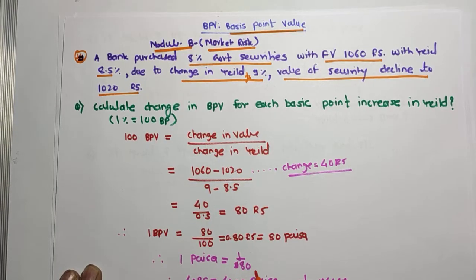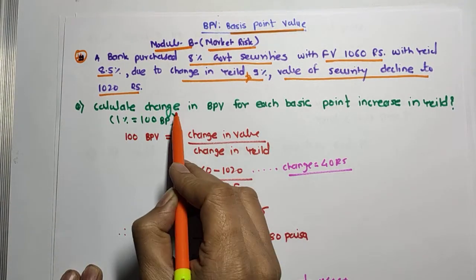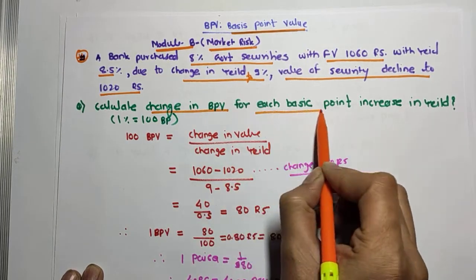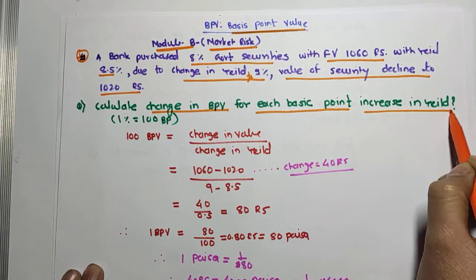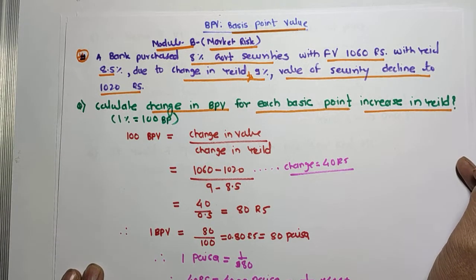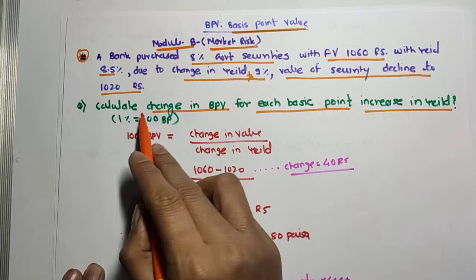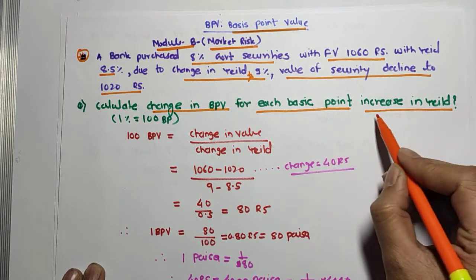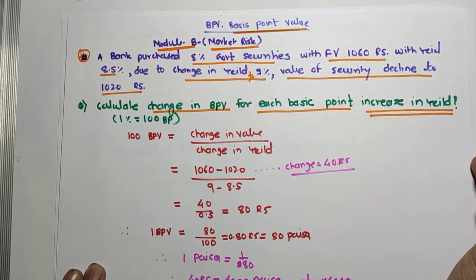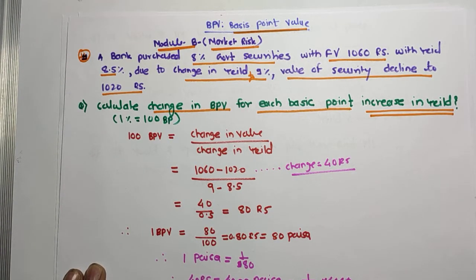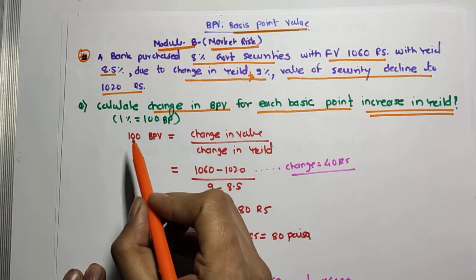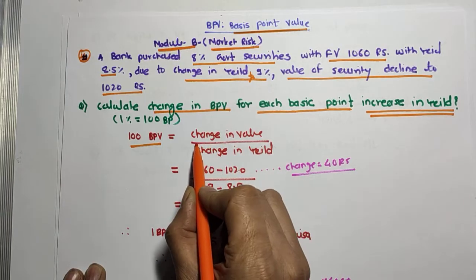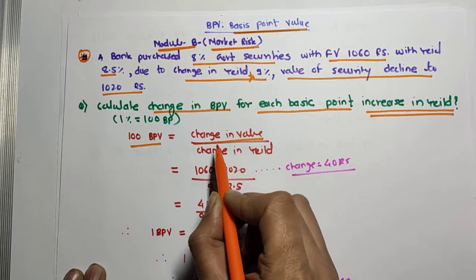Okay, now the very first question. The first question is: calculate the change in BPV for each basis point increase in the yield, that we have to find. So for change in BPV, that is, for each basis point, what will be the increase in the yield, that we have to calculate. So friends, remember, for 100 basis points, the change in value upon the change in yield, that is the formula.